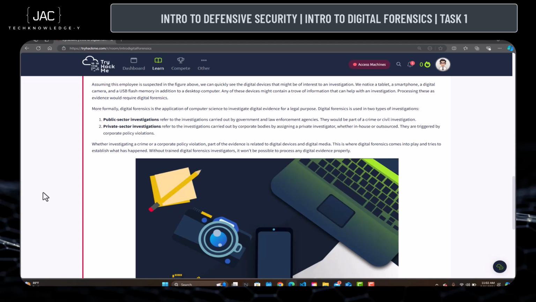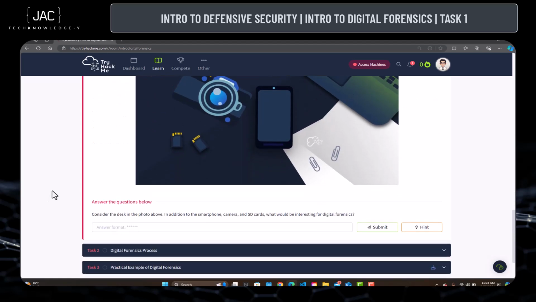Whether investigating crime or a corporate policy violation, part of the evidence is related to digital devices and digital media. This is where digital forensics comes into play and tries to establish what has happened. Without trained digital forensics investigators, it would not be possible to process any digital evidence properly.